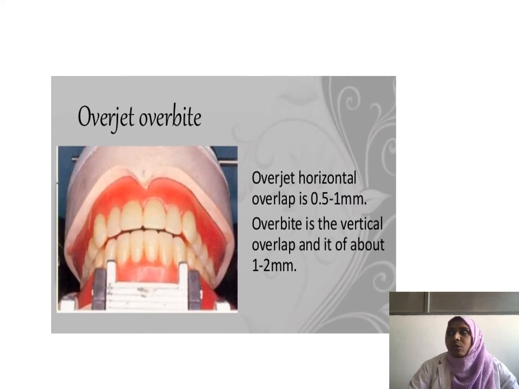And coming to the overjet and the overbite, what is overjet? The overjet is the horizontal overlap, which is 0.5 to 1 mm, and overbite is the vertical overlap, and it is about 1 to 2 mm.